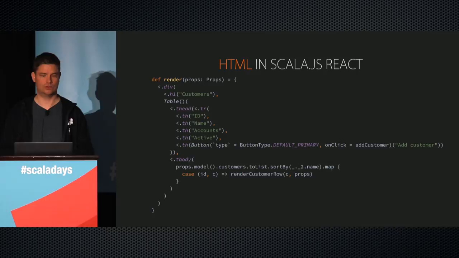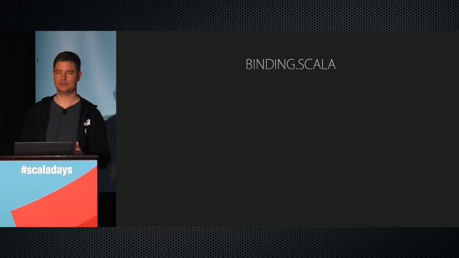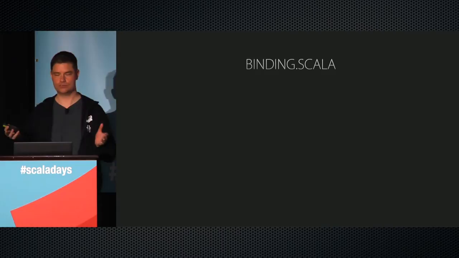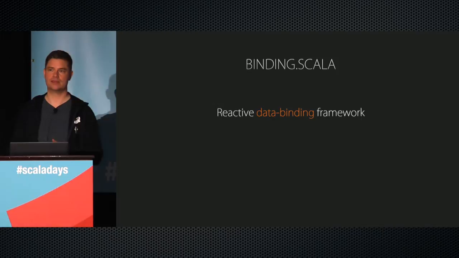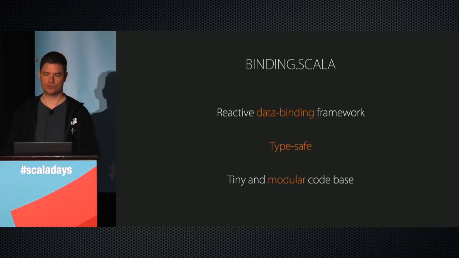Now, binding.scala and these other reactive data binding frameworks work a bit differently from React because you define properties and variables that are sort of live, that when you make a change to the property, it gets automatically distributed to wherever you're using that property. So it works in a similar way to how frameworks like Angular work. It's also type safe, but it's much smaller than, let's say, using React, because it's all Scala and you don't need any additional JavaScript libraries.